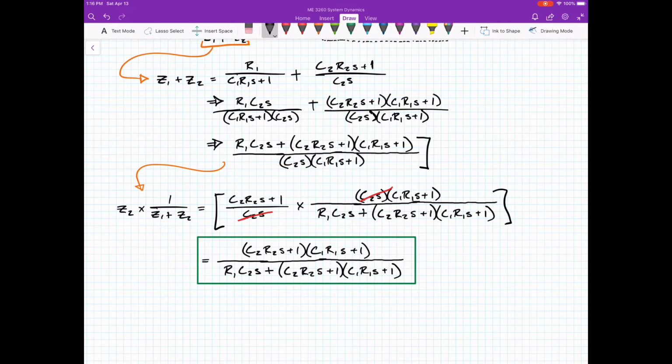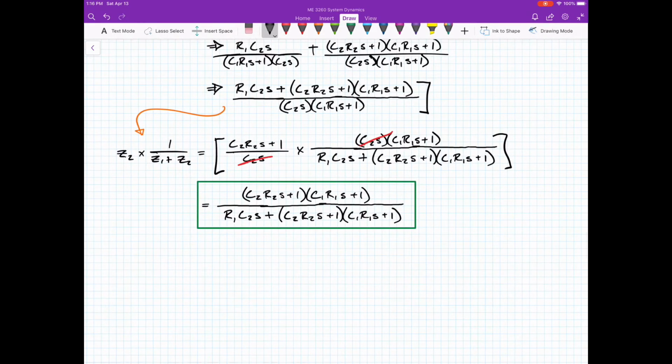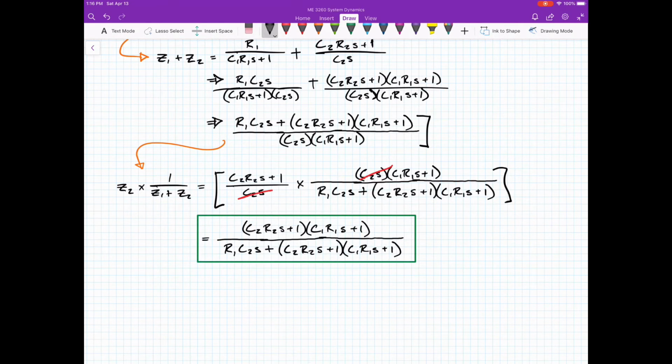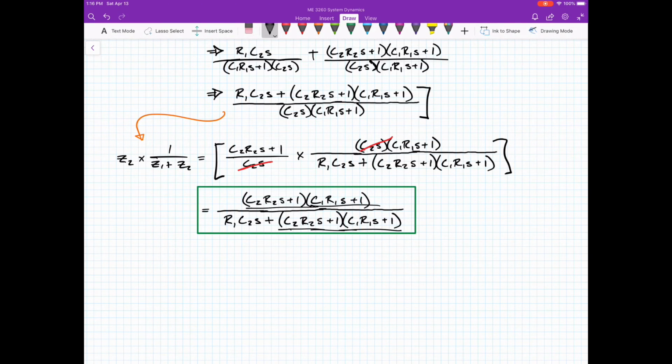And then in the end, we get this final expression for the transfer function in this green box right here, which is a big long expression. And you could go ahead and simplify this a little bit further by expanding out these quantities on the top and bottom, but you will get the same expression either way.